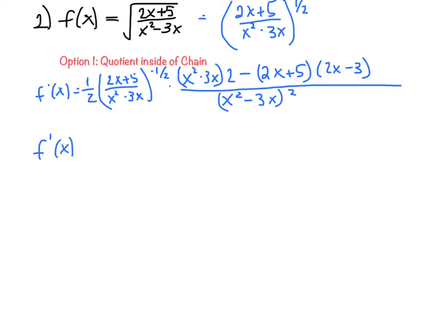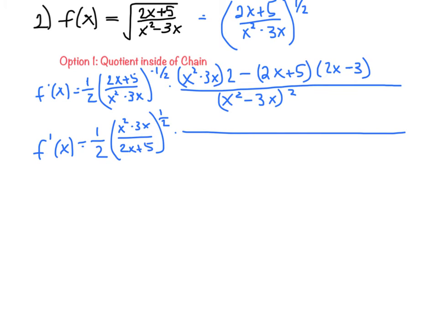So f prime of x is equal to, all right, so keep that 1/2. Now if you notice here, this fraction is to the negative 1/2. So the negative piece of that tells me to take the flip or the reciprocal of it. So I'm going to go ahead right away and flip this and write it as x squared minus 3x over 2x plus 5, all to the positive 1/2 now. So I took care of the negative exponent. Okay, times now I'm going to work with this piece, the quotient rule that I did.